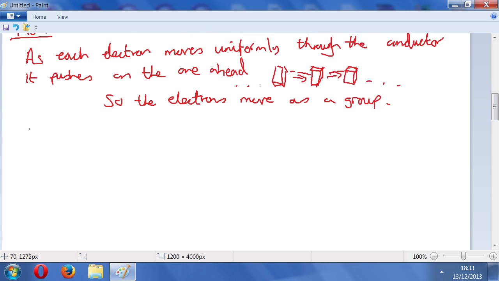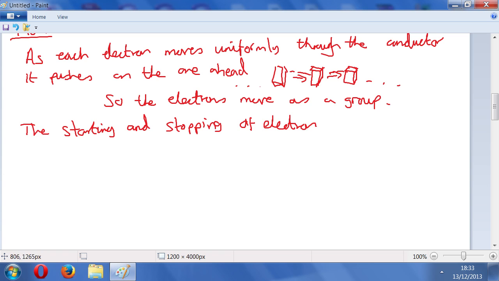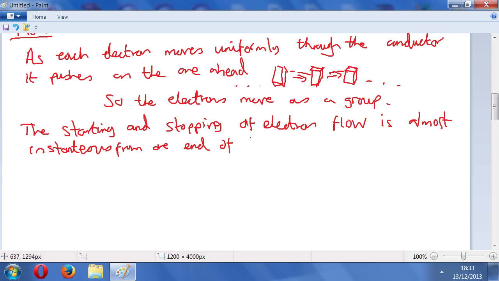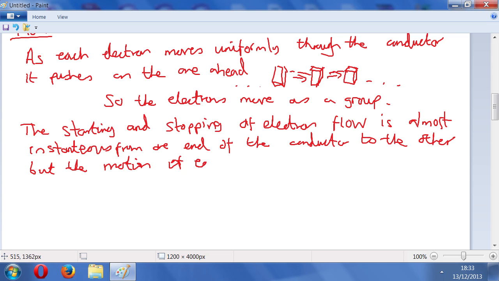The important thing to mention is the starting and stopping of electron flow is almost instantaneous, and it's because of this system that's being used. This is quite an interesting thing, actually. It's almost instantaneous from one end of the conductor to the other. But the motion of each electron can be very slow.